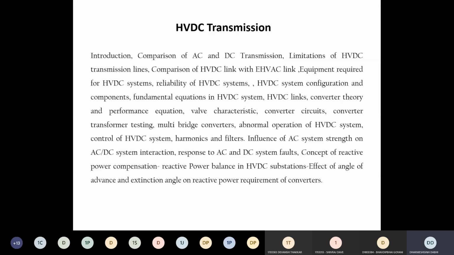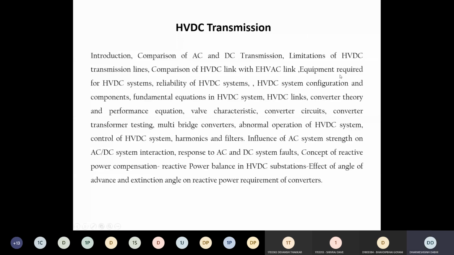So first of all, now you can see in the presentation what we have studied in this chapter, HVDC transmission. First we compare AC and DC transmission lines. In this comparison we see what the limitations of the HVAC line are, because of which we use the HVDC line. Then what are the limitations of HVDC transmission lines? Then comparison of HVDC link with extra high voltage AC links.